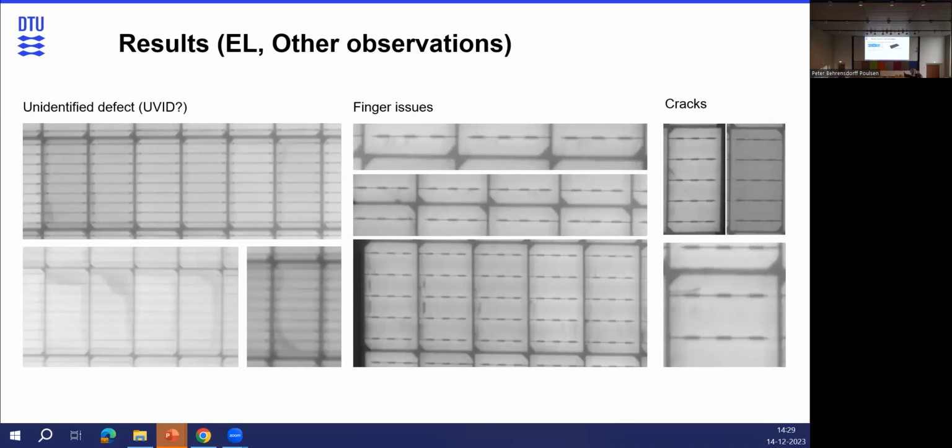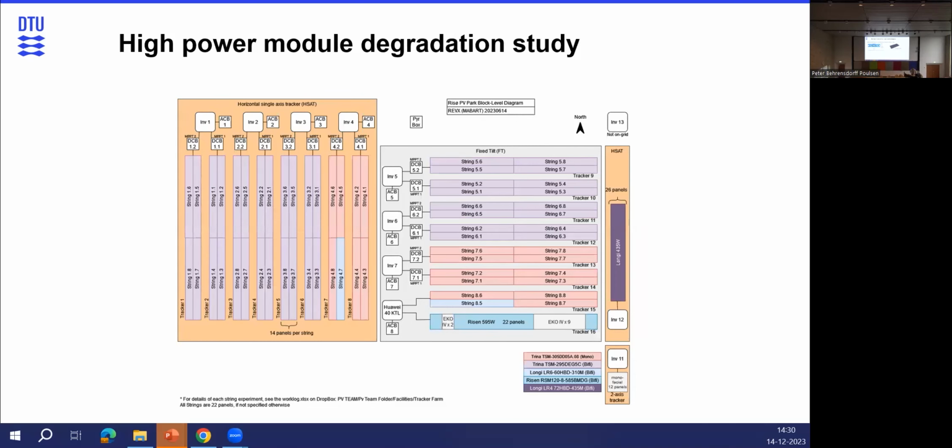We are still in the process of analyzing the data and compiling it together with the other failures that we notice in the other modules: finger breaks, dark spots, something happening with the cells and encapsulants that we haven't really seen in other types of module yet. So we are in the process of confirming. So that was one part.